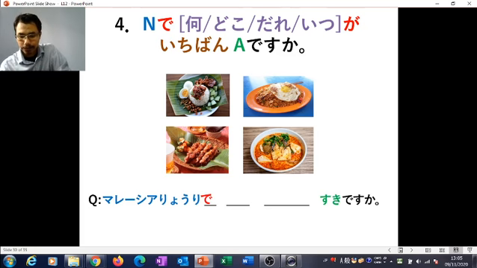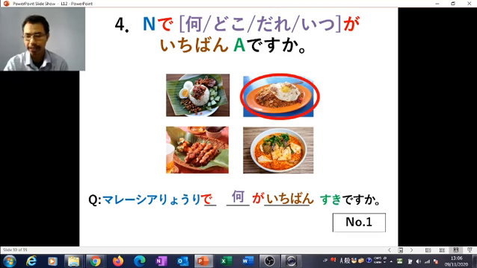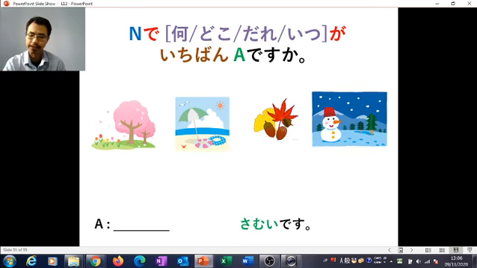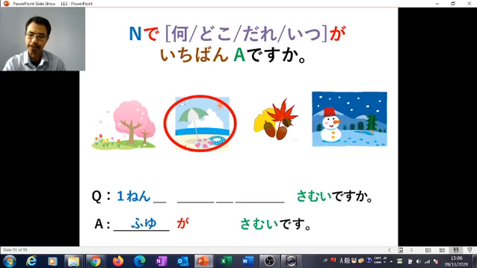What food do you like the most among the Malaysian dishes? If you like nasi goreng, you can say nasi goreng ga ichiban suki desu. Another example, sorry for the bad animation again. Among the whole year, which season do you like the most? Now it's not about an item or activity, it's about the season, which is related to time. When you are asking a question related to time, you need to use the word itsu.